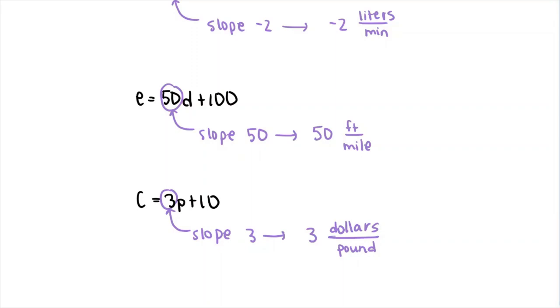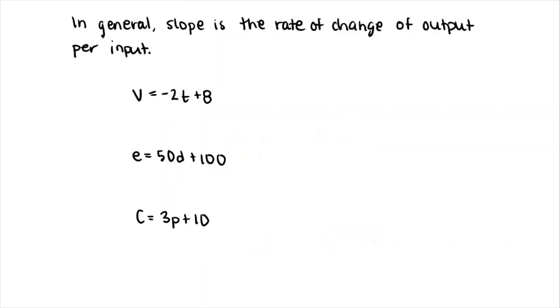And so slope is typically this rate of change of the output per individual input. And so when we examine our word problems and we encounter a rate of change, we can recognize that as the slope of our linear equation, our linear function.